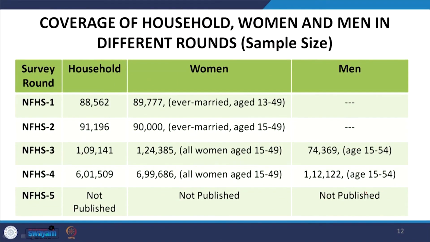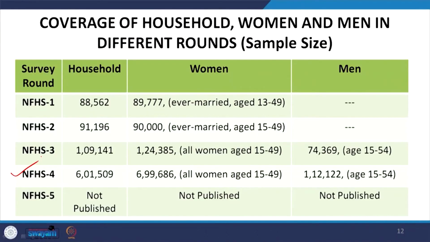Now, let us have a look further at the coverage of these databases, in terms of men and women composition or their sample size in the different rounds. Now, it is very interesting to note. I will start with the last one, that is the NFHS 4 dataset, which is downloadable and freely available to the public. Only you are supposed to register at the designated place, that is through the online platform. So, I will show you the link also.